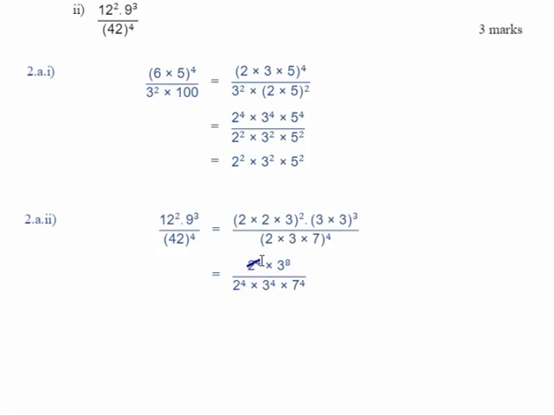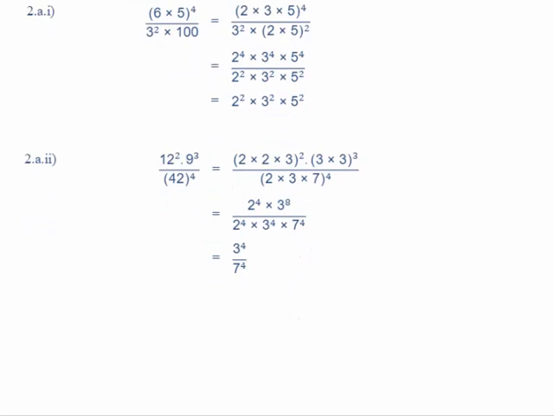So clearly 2 to the 4 there will cancel with 2 to the 4 there. 3 to the 4 there will cancel with 4 of those, which gives us 3 to the 4 over 7 to the 4. And just to be a little bit tidier, we can write 3 to the 4 times 7 to the minus 4.